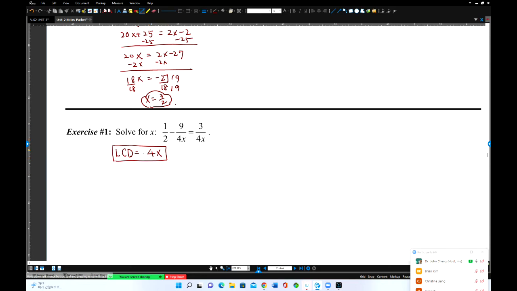1 over 2 times 4x is what? 2x. 9 over 4x times 4x is what? 9. 3 over 4x times 4x is what? 3. Replace with this one. So this one will look this way: 2x minus 9 equals 3. This is simple. Okay. So isolate: you want to keep the variable on your left, and the constant moves to the right. So plus 9, plus 9. So 2x equals 12. x equals 6.